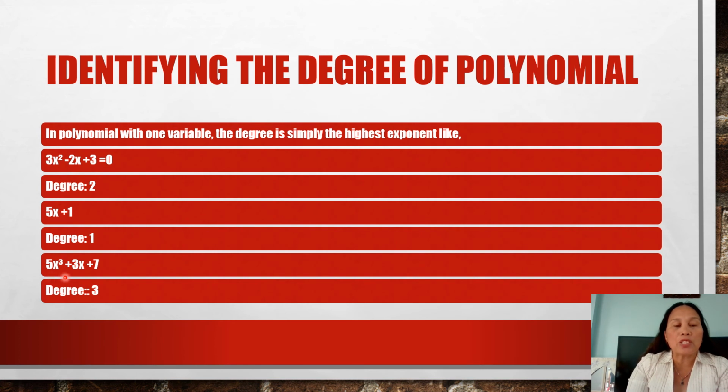And 5x cubed plus 3x plus 7. The highest exponent is 3 of x. Therefore, the degree is 3. Okay.